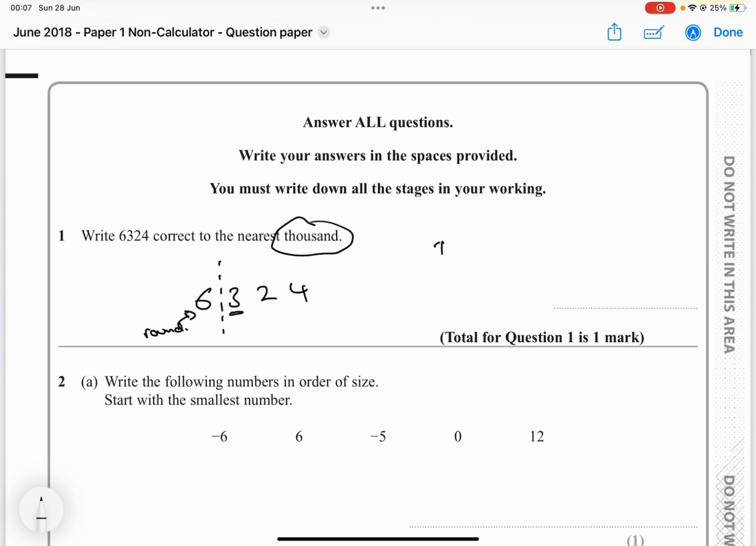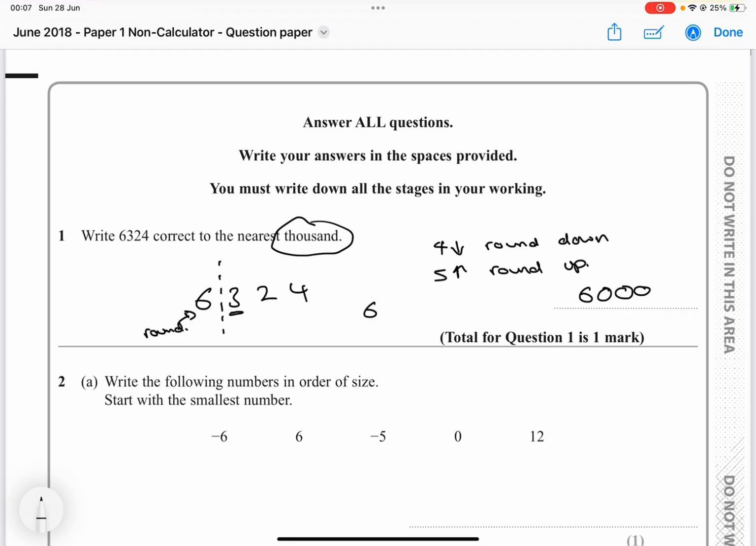Now remember, if it is 4 or below, we round down, and if it is 5 and above, then we round up. Since 3 is 4 or below, that means we round down. So because we're rounding to the nearest 1,000, this will just go down to 6,000.